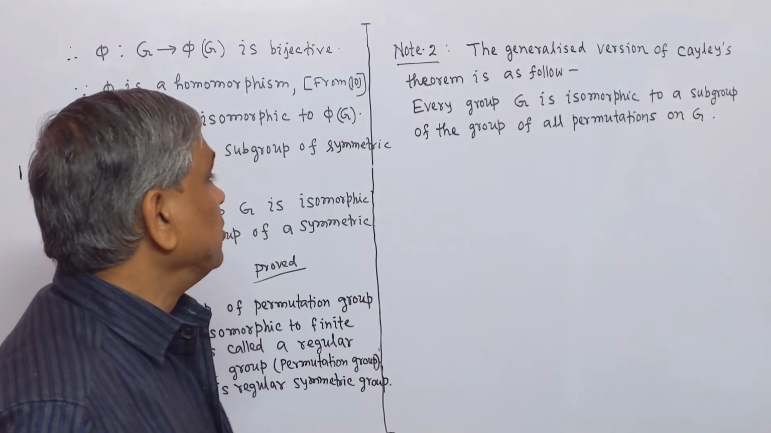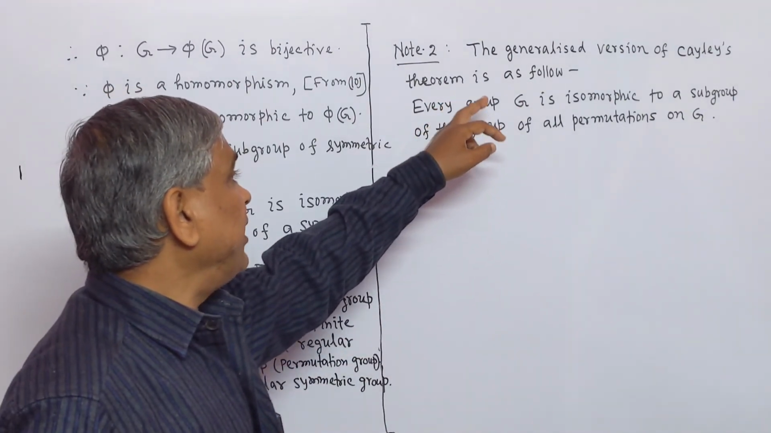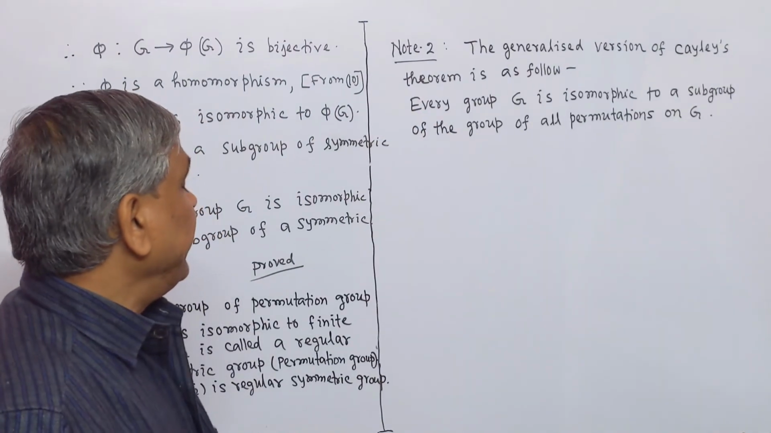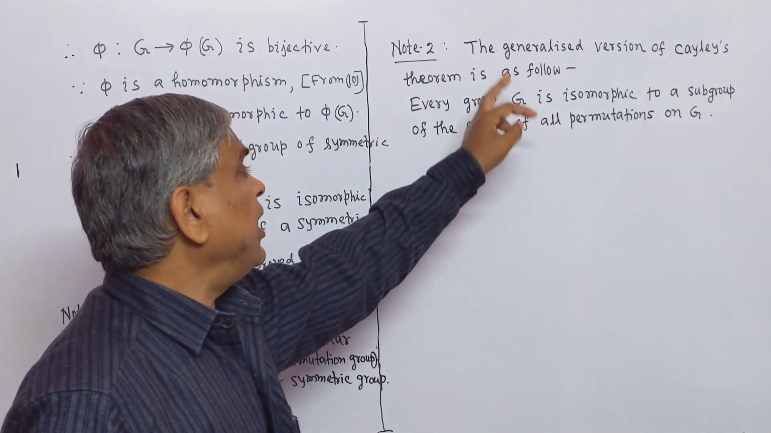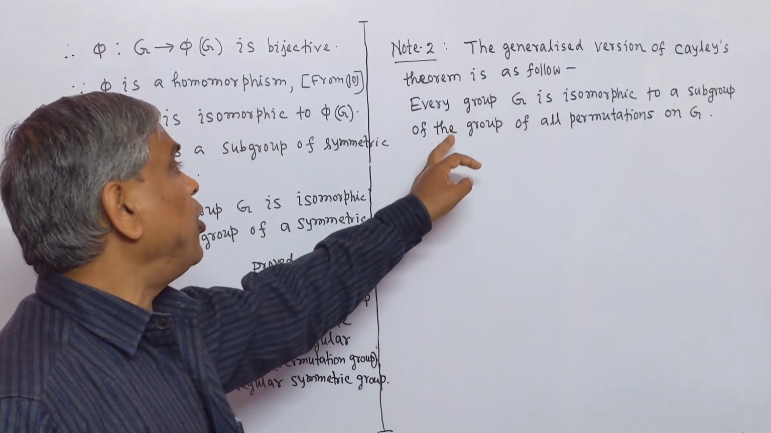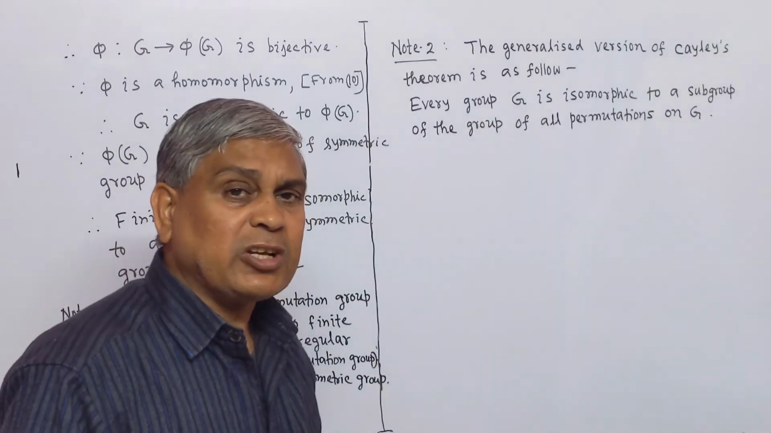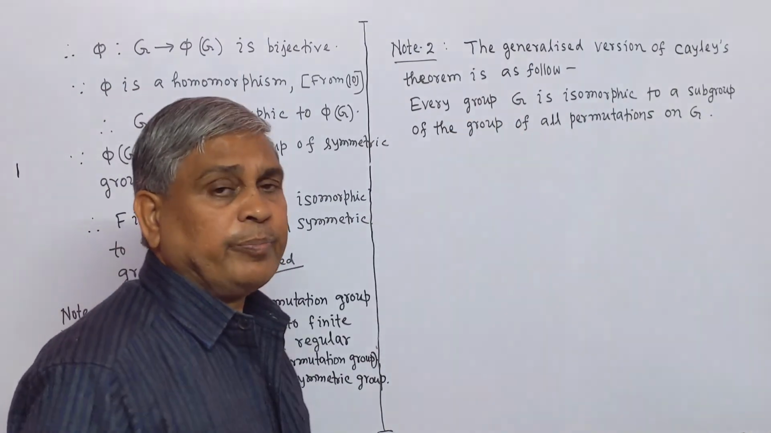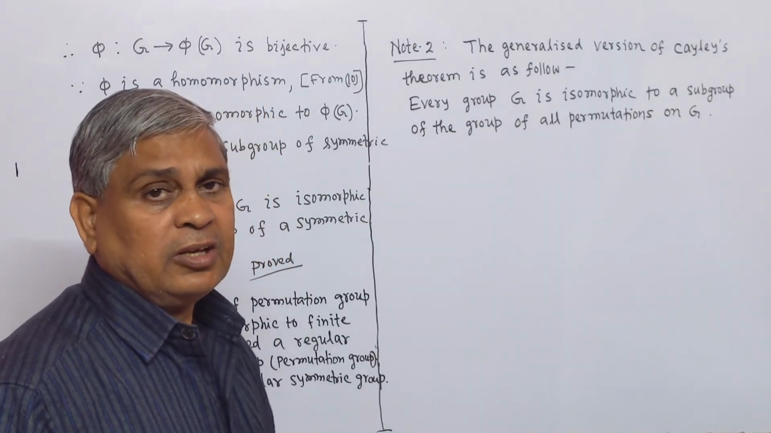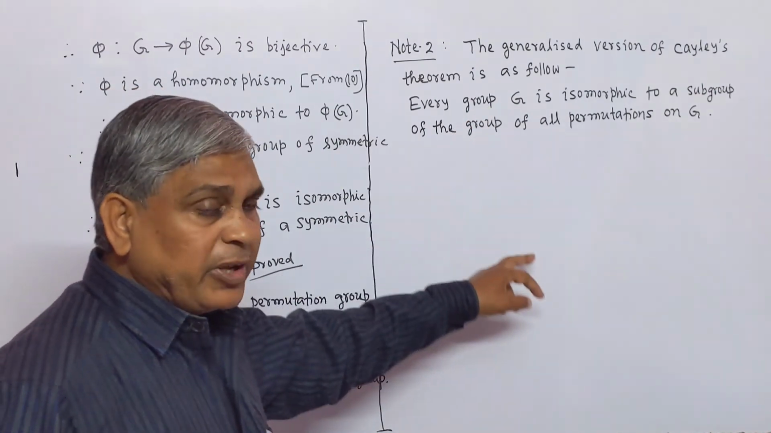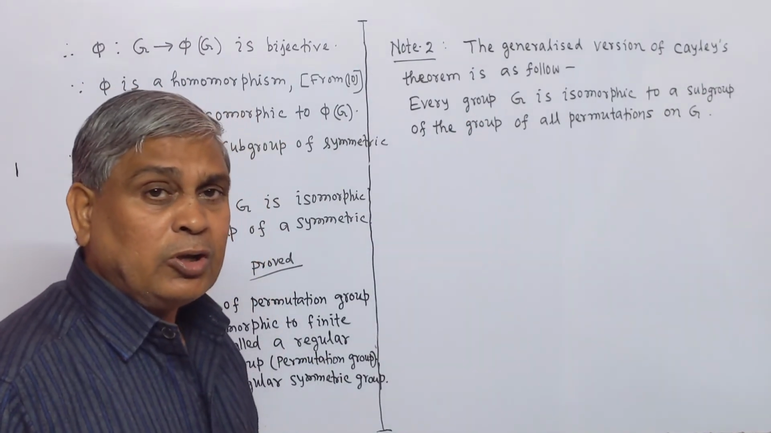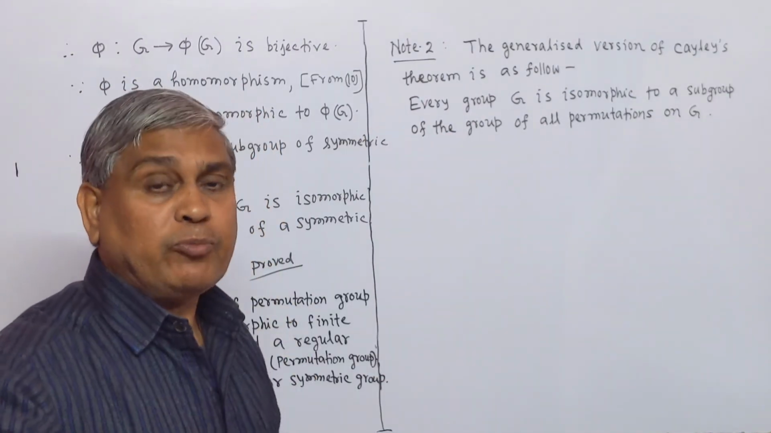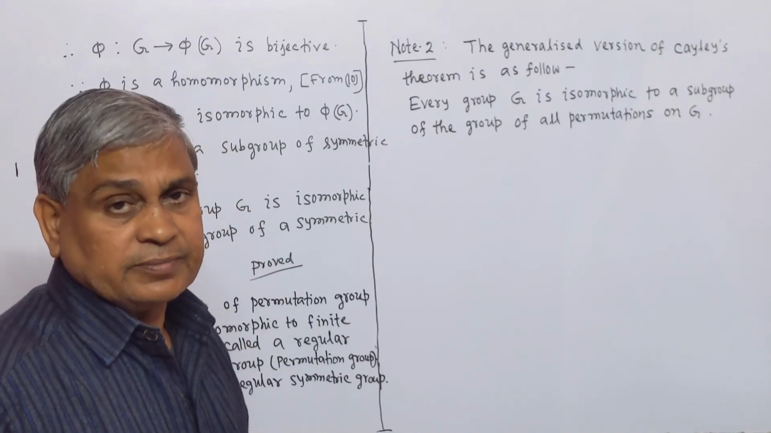We have note 2. In note 2, we give the generalized version of Cayley's theorem, which is as follows. Every group G is isomorphic to a subgroup of the group of all permutations on G. Here it is not necessary that G is a finite group. G may be any group. Then this group is isomorphic to a subgroup of the group of all permutations on G.